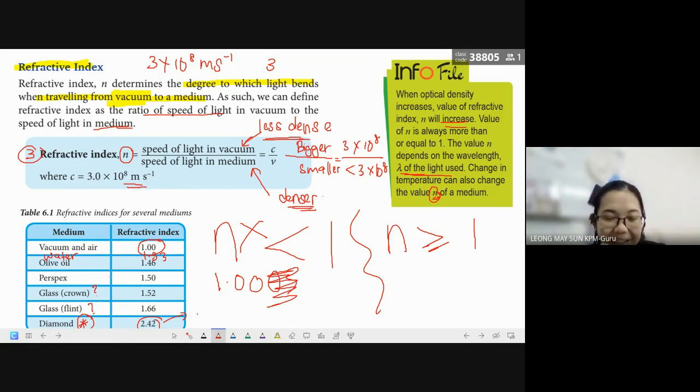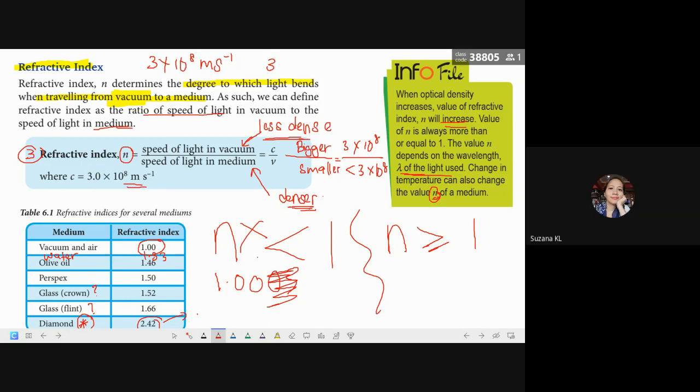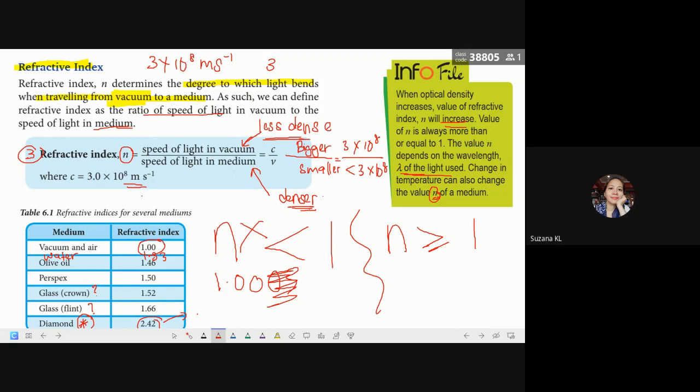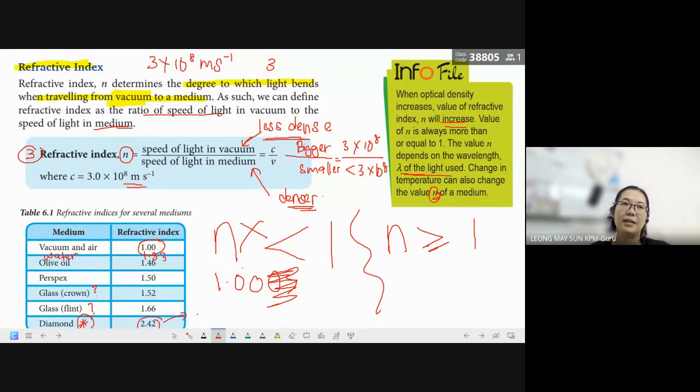Not in the world. I'm not talking about the biggest refractive index in the world. And I'm sure there are other values also. Because normally when we do refractive index for SPM level, the highest value that we're going to use in SPM level is actually diamond. All right, we don't go bigger than that.